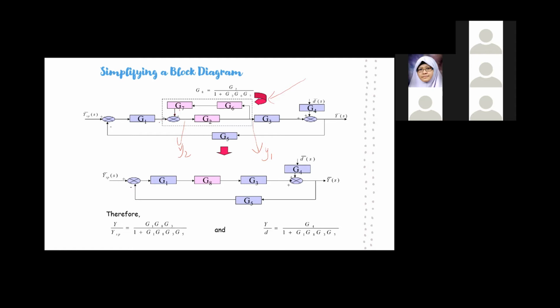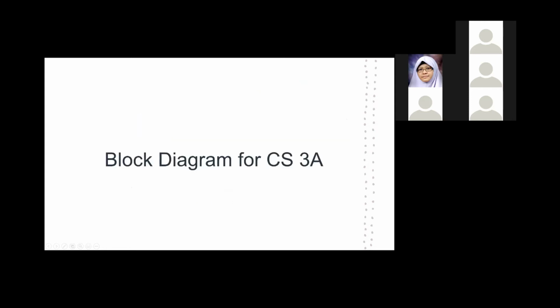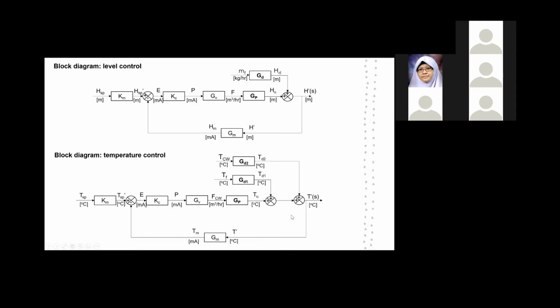Okay, so if you derive it, then you'll get G8. G8 is the transfer function from here to here, which is G2 over 1 plus G2, G6, G7. And so you can collapse this and represent it as just G8. So it makes it look simpler. This is just simplifying the block diagram, or what some people call block diagram reduction. So for CS3A, basically this is what you will have.